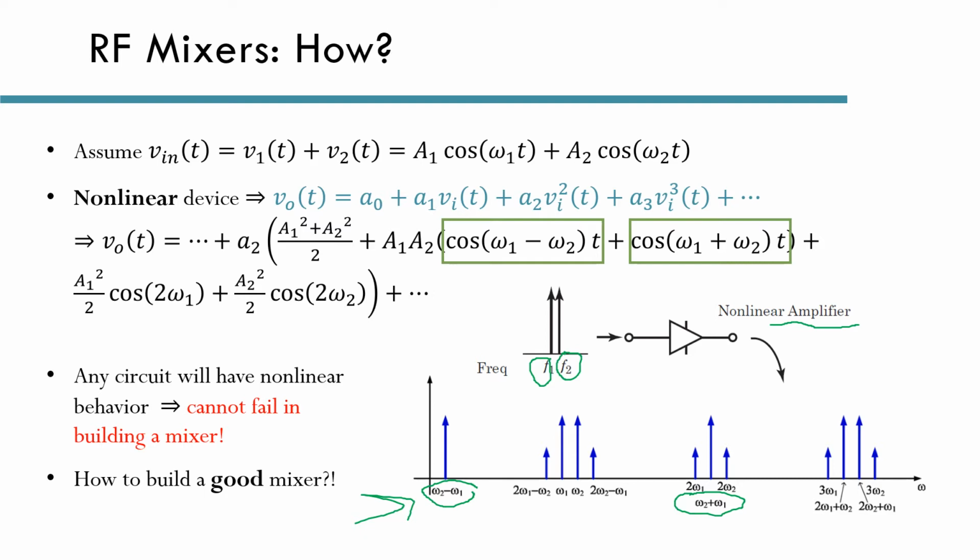Notice that the output contains all these frequencies that we don't want to mix. Also, the output signals at omega-1 and omega-2 are larger than the frequencies omega-1 plus or minus omega-2, which we want. So the question now becomes, how do we build a good mixer?